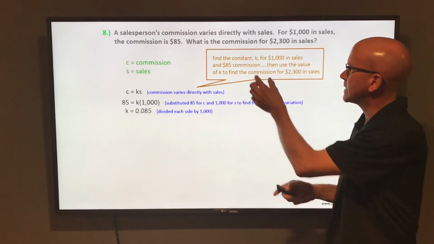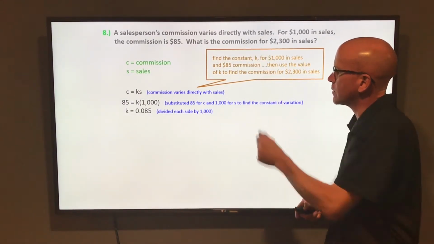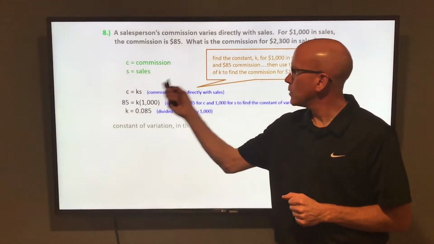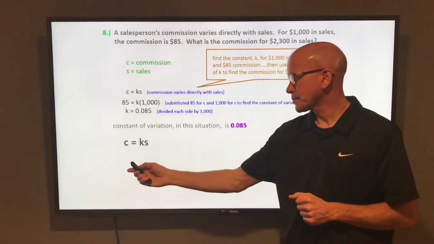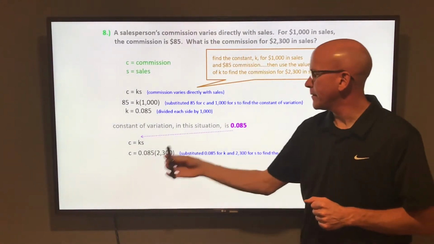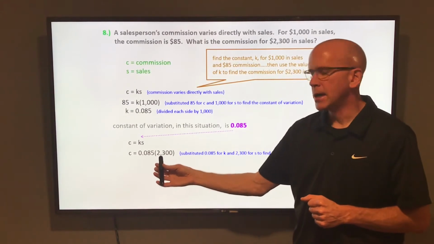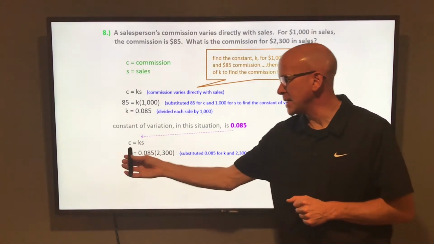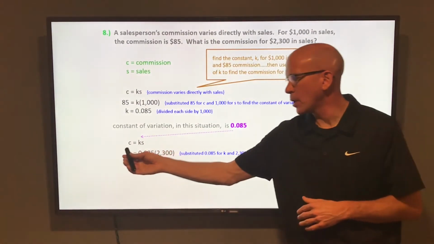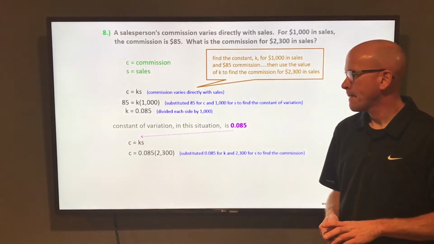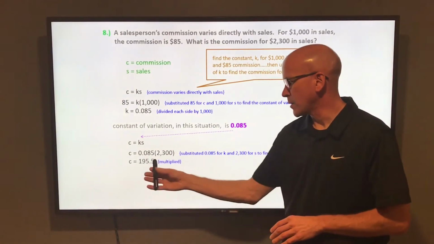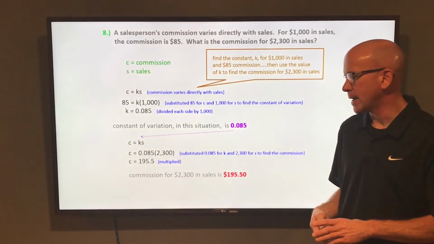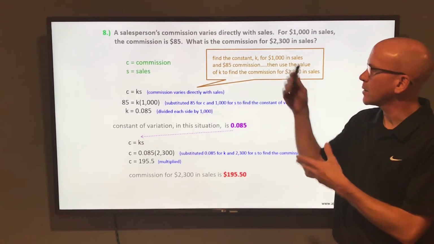Now we can apply that to this question. What is the commission for 2,300 in sales? Well, commission is what you're finding. Sales, you know it's 2,300. So you could put 2,300 in for S, and the constant of variation 0.085 in for k, because C is equal to K times S. The commission varies directly with the sales. Multiply 0.085 by 2,300 is 195.5. So that's telling you this person gets a commission of $195.50 for 2,300 in sales.